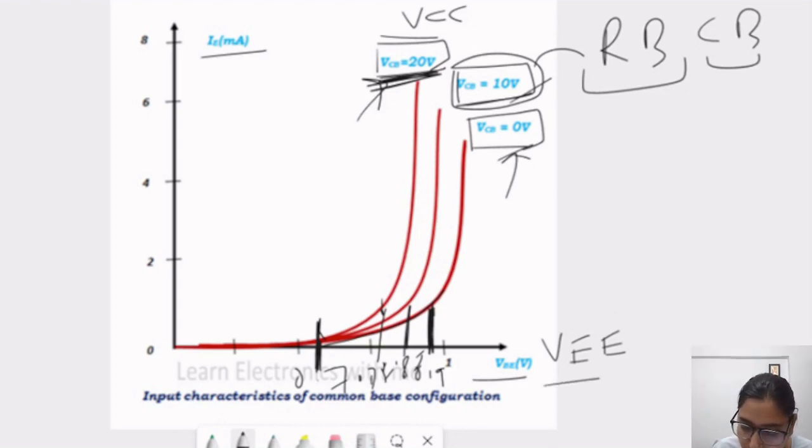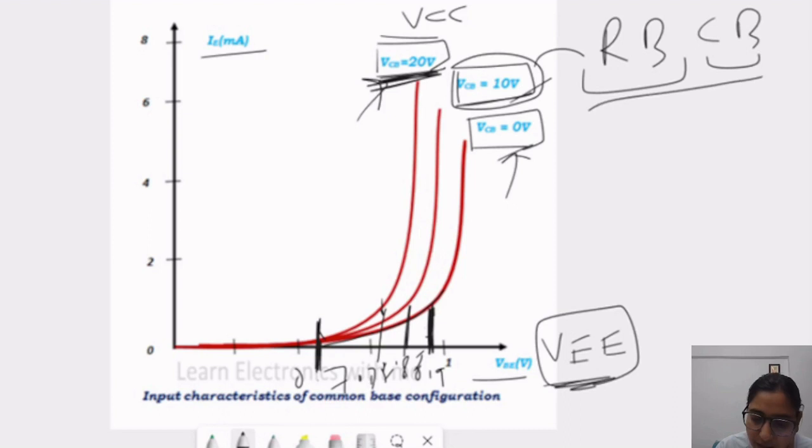So what is happening here? This is VEE. So for output current, this VEE is reducing. We can see that VEE is reducing. If we increase this reverse bias, this VEE or the base emitter voltage or the biasing voltage for emitter is reducing. What does it mean? It means the barrier potential which was developed in the PN junction or emitter base junction is made thinner due to this reverse bias voltage.